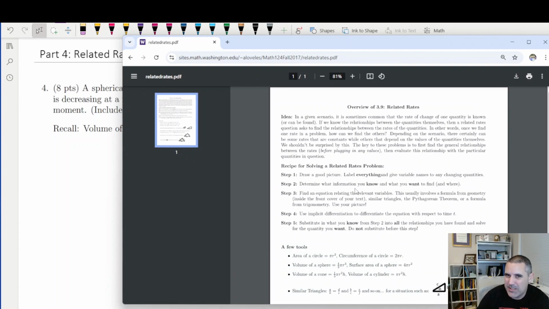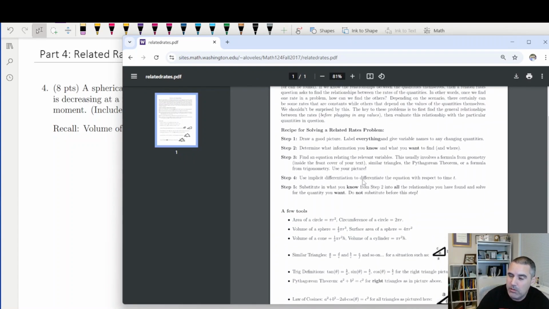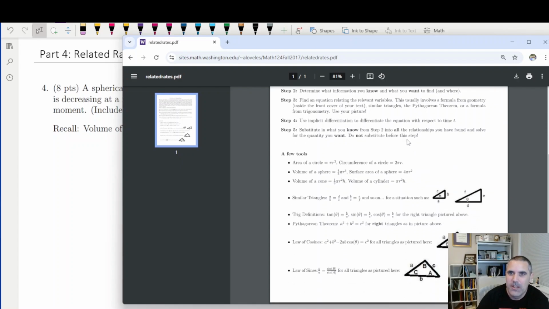It gives a process, but you really just need a couple of ideas, which is to label and figure out what you're given and what you want. I used to say what you know, but now I say, and you write everything down. Then you differentiate and plug your numbers in. The only rule is you really should differentiate before you plug your numbers in. If you plug your numbers in earlier and take the derivative, it's just 0.